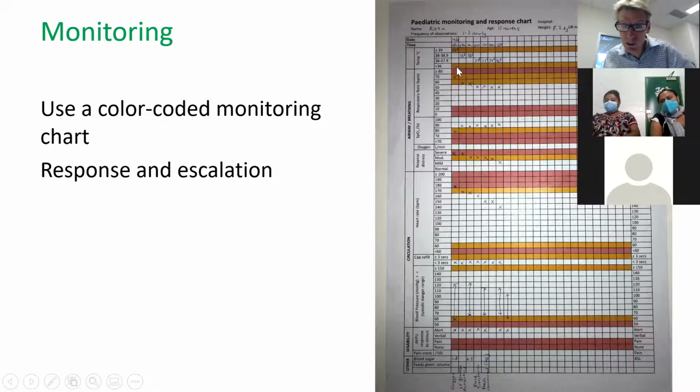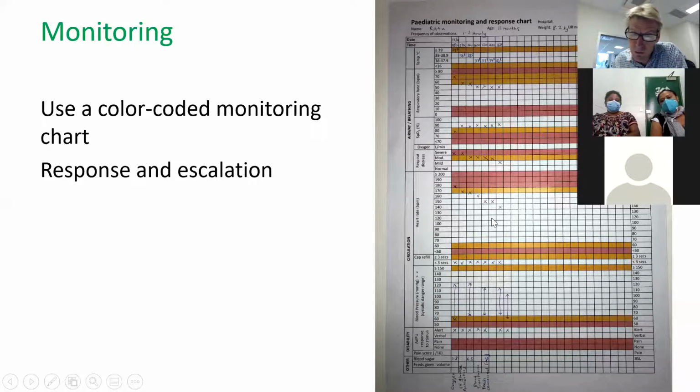Okay, so you can see from this child, I'll just show you this child, an 11-year-old child with severe pneumonia. He started off with a respiratory rate that was very high, and then he came down into the white zone. His oxygen saturation was low to start with, and then it came up. His respiratory distress improved.